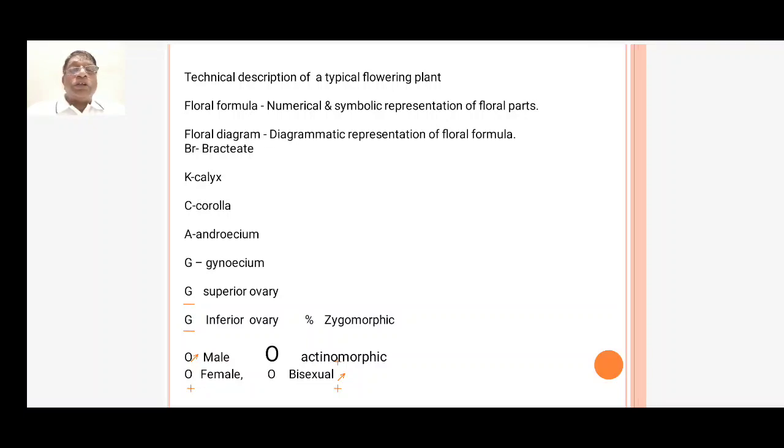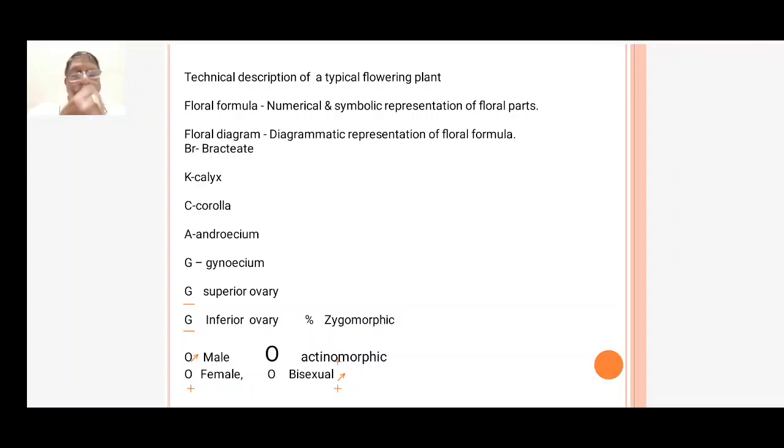How many stamens are there? Whether they are free or fused in bundles, epipetalous, polyandrous, like that we study. Even the anthers, dithecous or monothecous, basifixed or dorsifixed, we study.